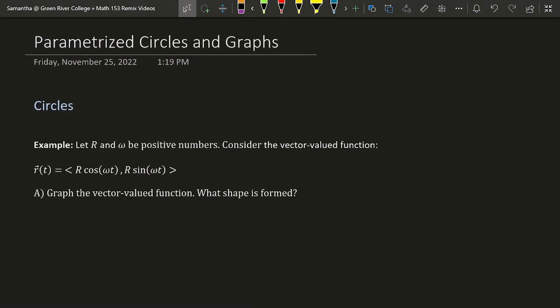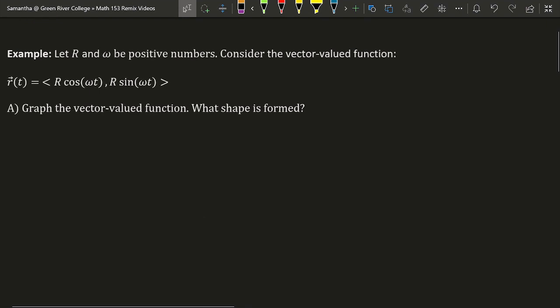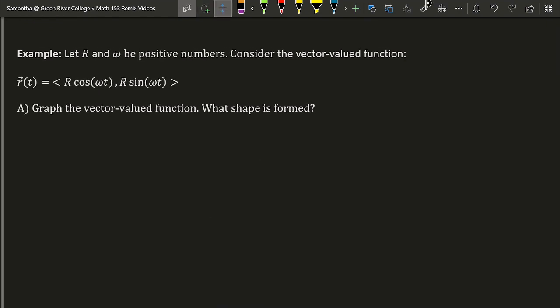To start with circles, let's begin with an exploration. Let's suppose that we're dealing with a vector valued function that has a couple of unknown constants in the formula. We have a constant called r and a constant called omega. The only thing that we know for sure is that these are positive numbers. Let's try and figure out what those numbers represent and what effect they have on the graph of this vector valued function.